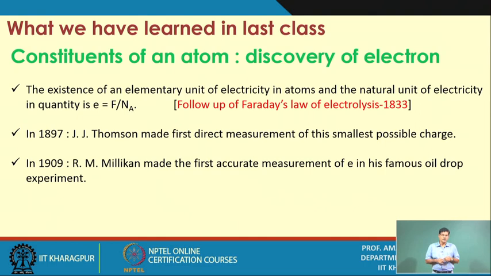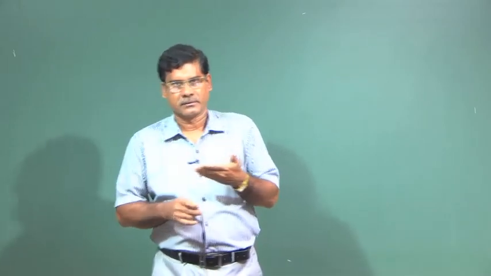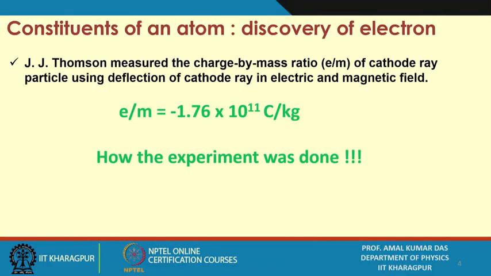And then in 1897, J.J. Thomson made the first direct measurement of the smallest possible charge, and in 1909, Millikan made the first accurate measurement of e, the electronic charge, in his famous oil drop experiment. I will continue the discussion on how this measurement was done by J.J. Thomson and Millikan in this class.